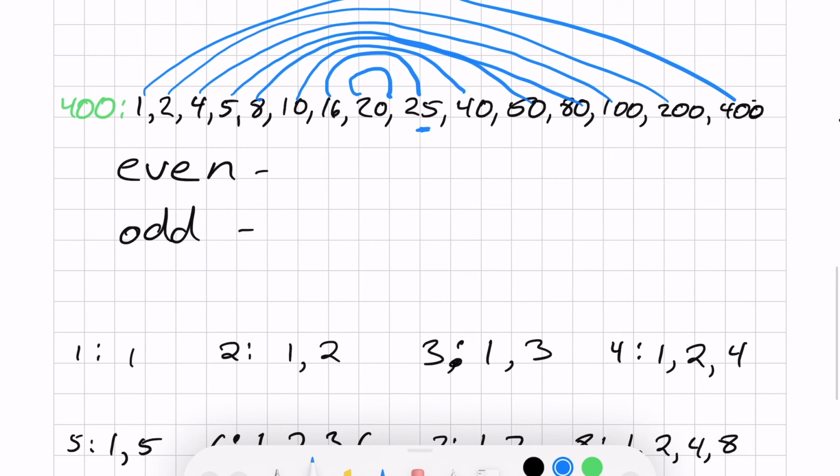Now, let's talk about just even and odd numbers. And I know this is something that you've known for a very long time, but just humor me here. So let's think about what even and odd numbers are. Okay, so this is a set with an even number of elements.